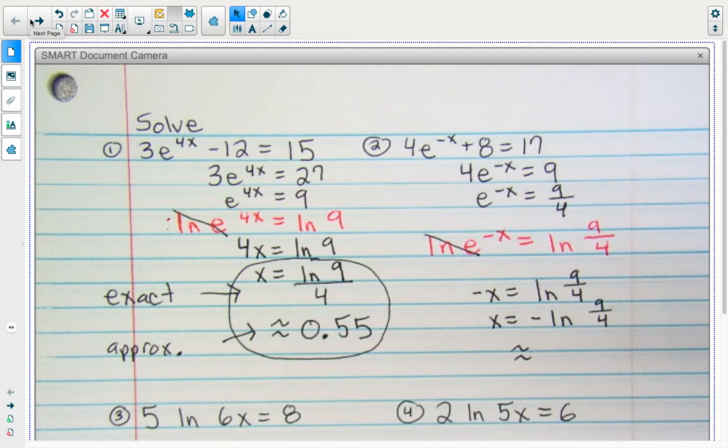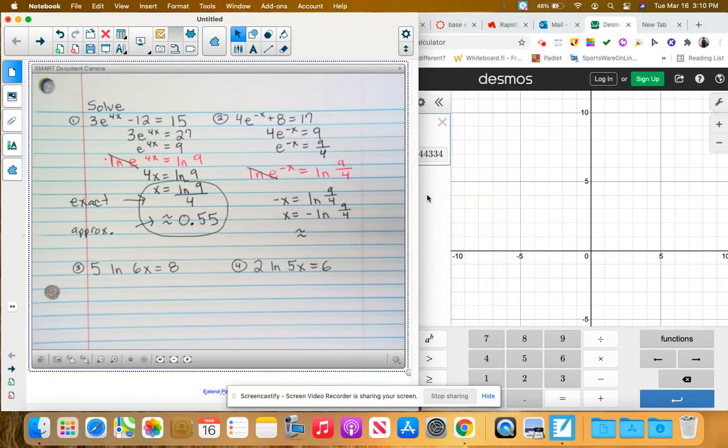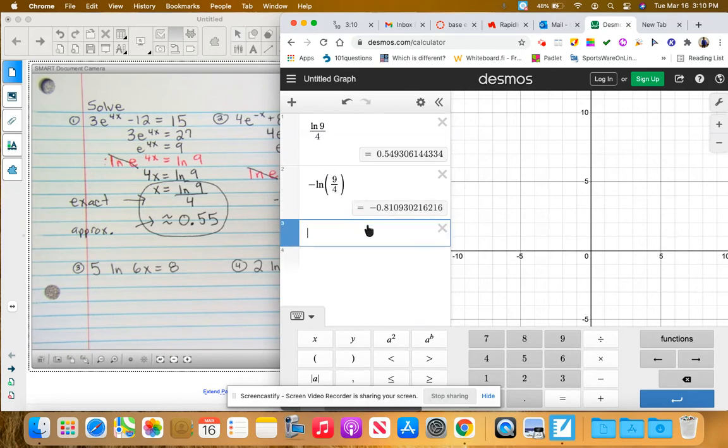So notice how similar the two answers are here, but notice when you type it in, the answers are going to be different. So when I type this in Desmos, it's going to give me negative natural log of 9/4. That's what I'm typing in. So we'll come over here, negative natural log of 9/4. So if I round a little bit to the nearest hundredth, I got negative 0.81.